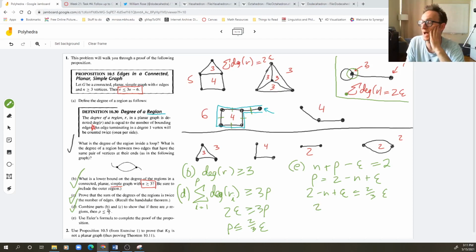2 plus 1/3 epsilon is less than or equal to n. What am I supposed to be showing again? That epsilon is, multiply through by 3. So 6 plus epsilon is less than or equal to 3n. And there you go. Epsilon is less than or equal to 3n minus 6.